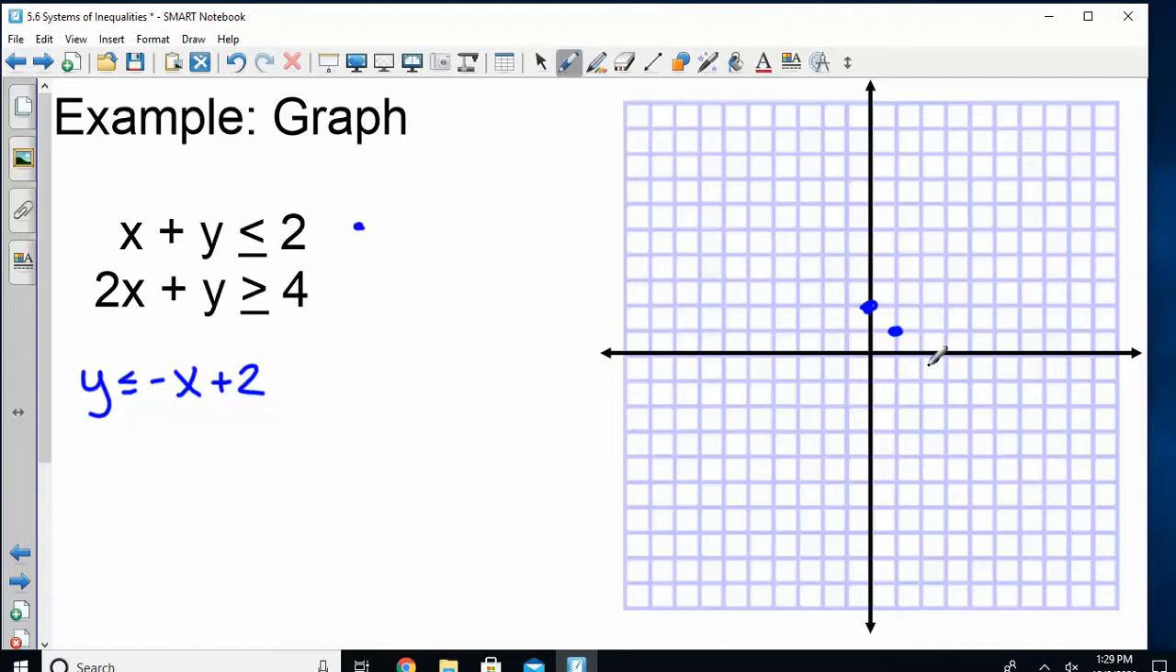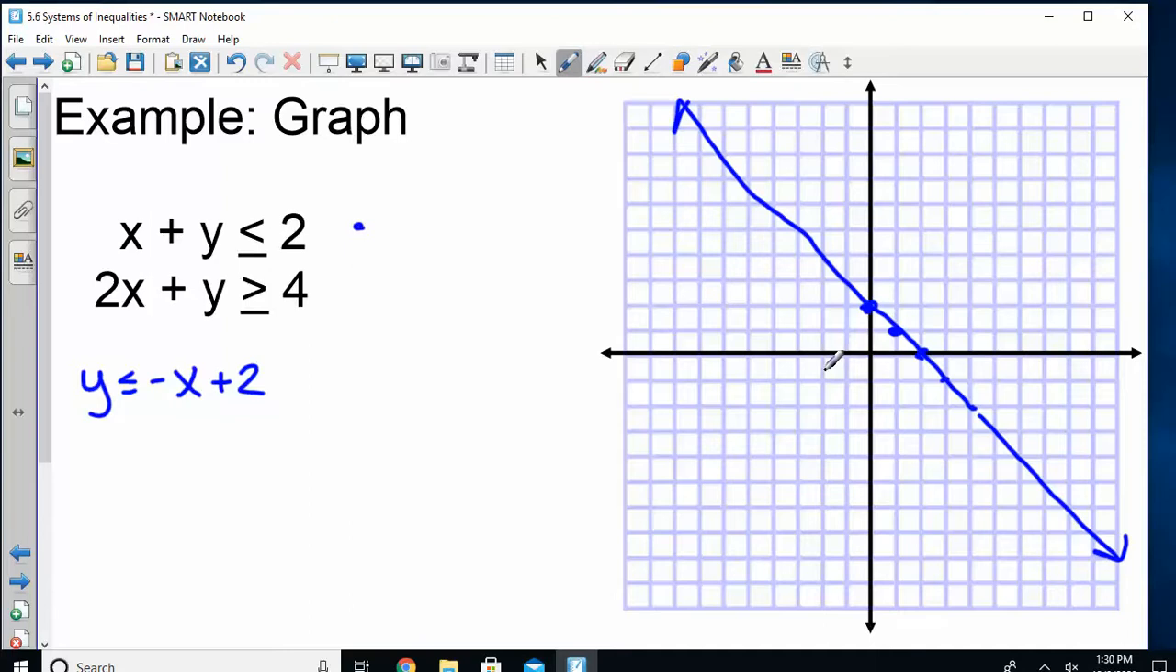How do you know if you need a solid or a dashed line? It's equal to. Okay, equal to means solid line. I'm not very good at drawing straight lines, so I need more points. What else do I need to put on here? What does it mean? Right, we have to figure out where to shade.